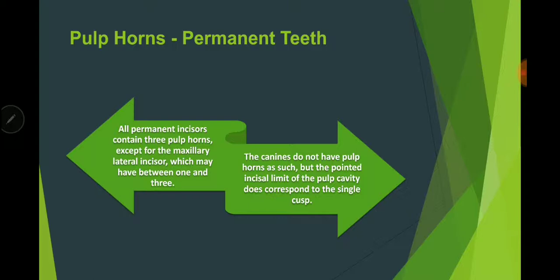So, permanent teeth pulp horns. All permanent incisors contain 3 pulp horns, as we saw, except for the maxillary lateral incisor, which may have between 1 and 3. The canines do not have pulp horns as such, but the pointed incisal limit of the pulp cavity does correspond to the single cusp. So there are no cusp horns in the canines.